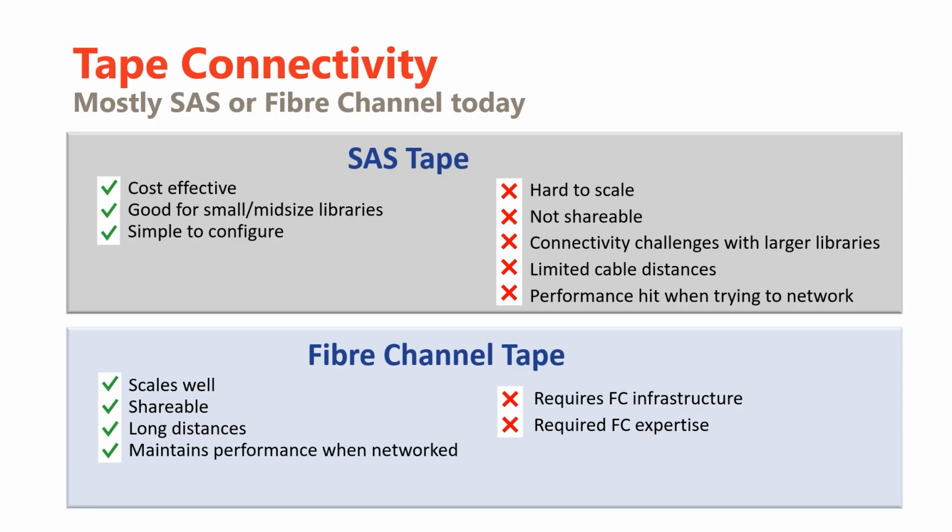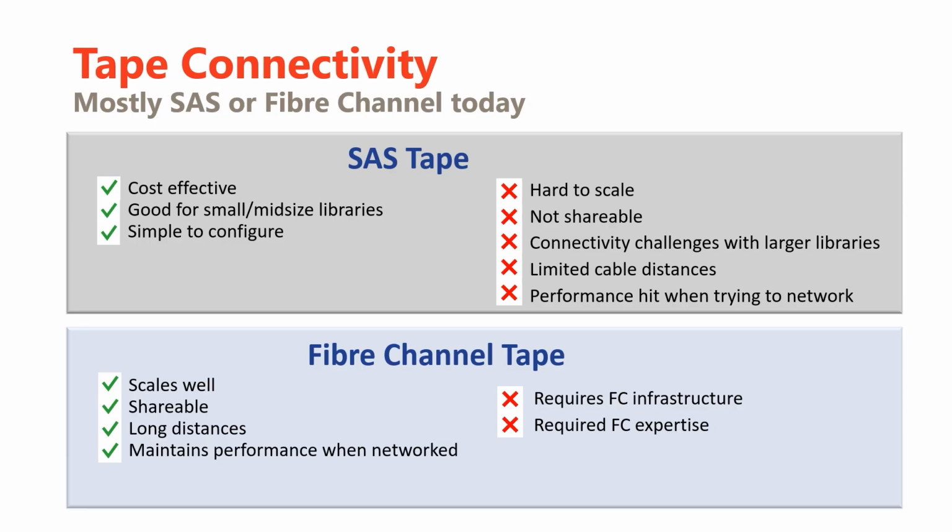The two main tape connectivity options that are available today are SAS and Fibre Channel, both offering distinct advantages in terms of performance, scalability, and integration into existing infrastructure. Let's get a better understanding of these two prominent interfaces for tape connectivity, evaluating both the pros and cons of each. Your choice in tape connectivity is dependent on your overall IT topology, archiving requirements, and your budget.